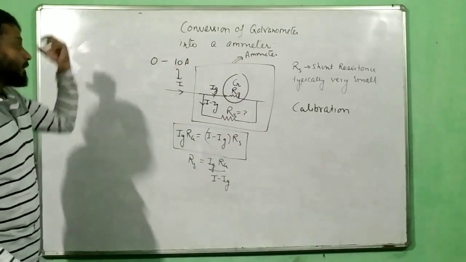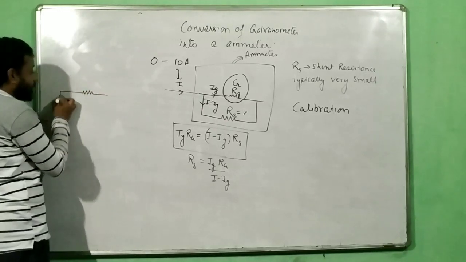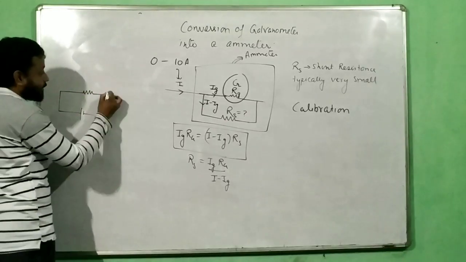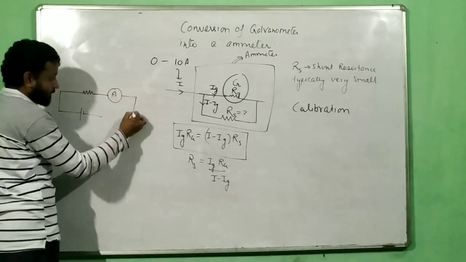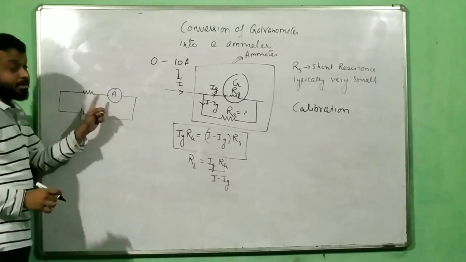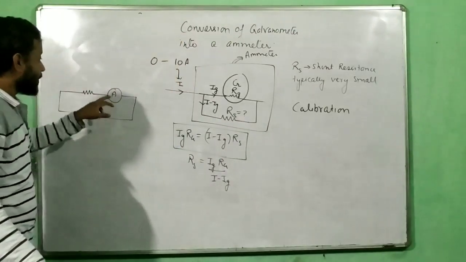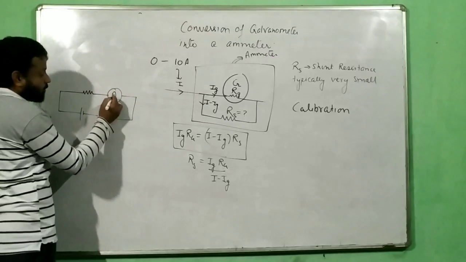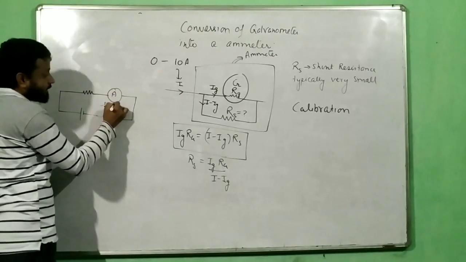Third thing, how ammeter is connected in a circuit. So let us say I have a circuit in which I want to measure a current. In this case I will connect the ammeter in series. Ammeters are always connected in series because in series current remains same. But what is happening inside the ammeter? So ammeter is connected in series.